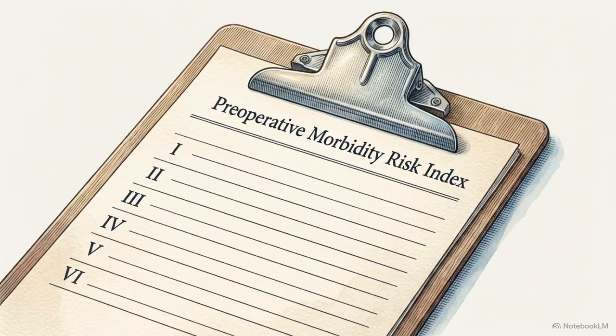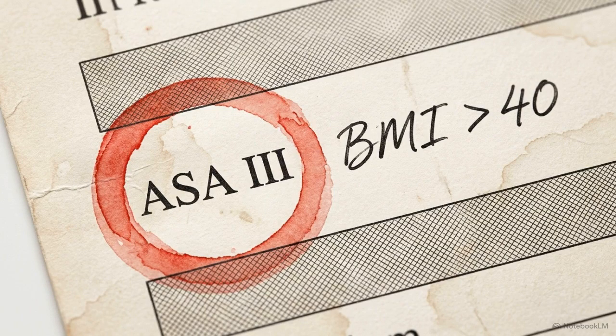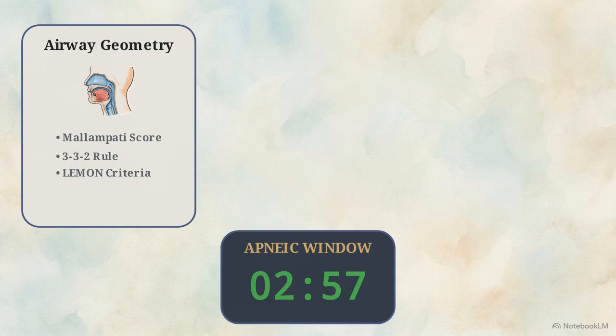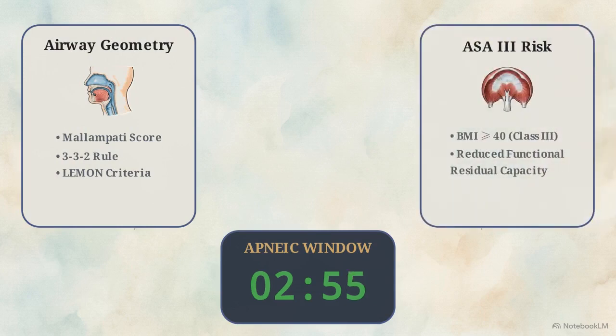These limitations feed directly into the ASA physical status classification system to quantify surgical morbidity risk. A morbidly obese patient automatically triggers an ASA reclassification due to the severity of their functional limitation. By combining multidimensional airway scoring with systemic risk stratification, the anesthesiologist calculates the exact time window they have to secure the tube before the patient suffers apneic desaturation.